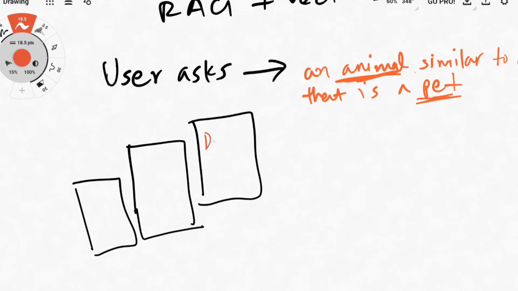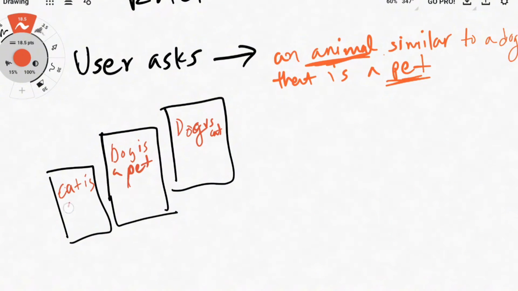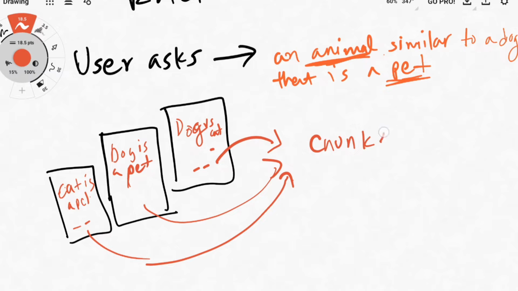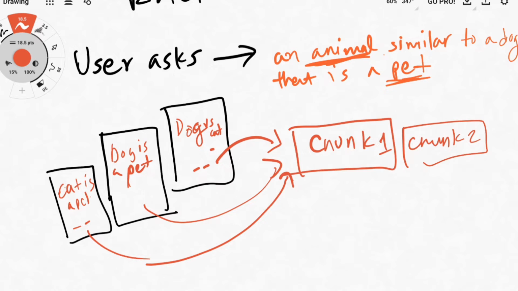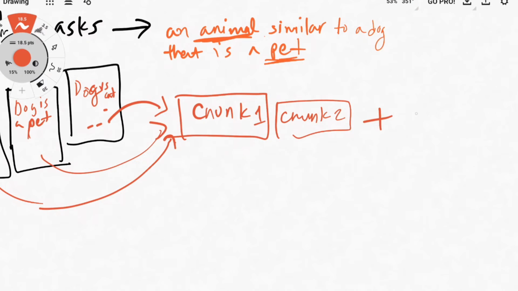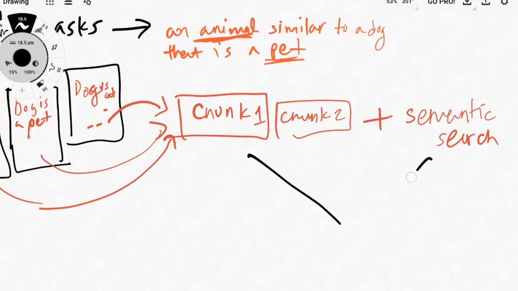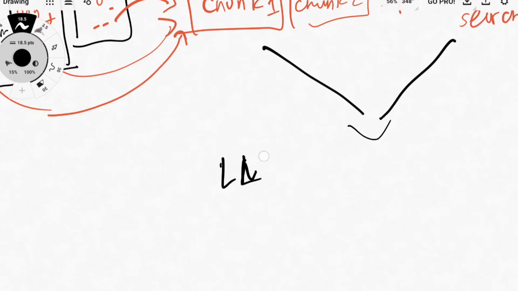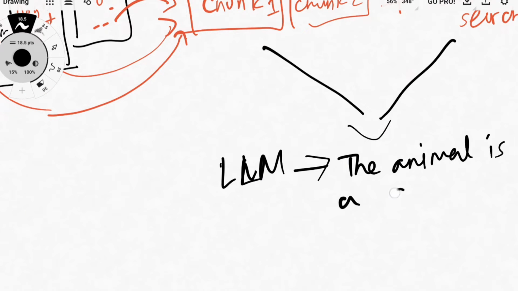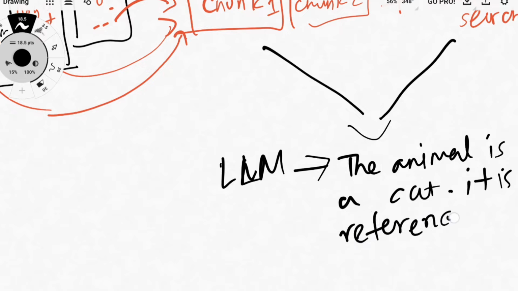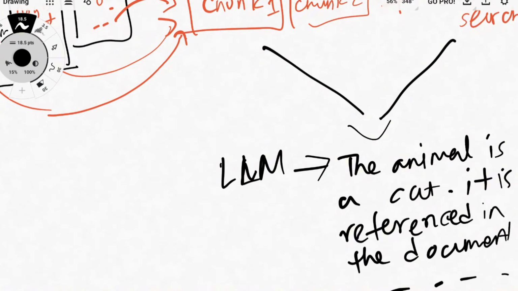So for example, if the user asks for an animal similar to a dog that is a pet, because the text is stored as vector embeddings, which is a numerical format, the LLM model can reference the body of text to find out what animal is closest to a dog. And that relationship is very evident using something called a semantic search. So you're not just finding chunks from keyword searches, you're also finding out different context meanings.